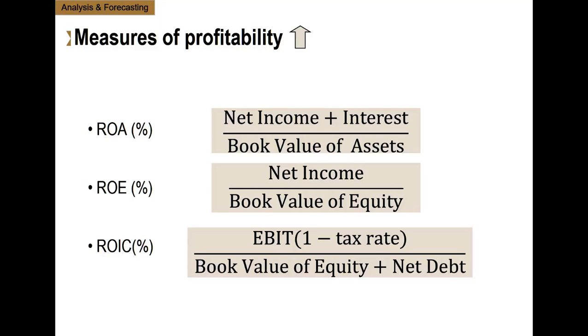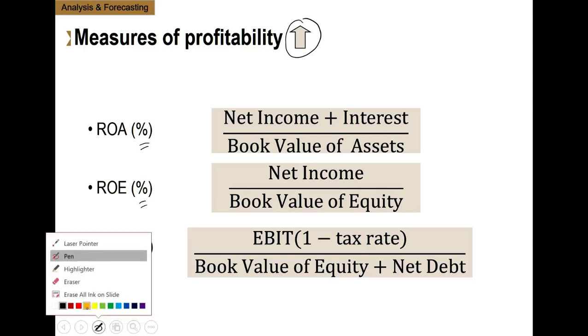Let's talk about measures of profitability. The arrow pointing upwards indicates that we prefer these ratios to be as high as possible. Now, generally they are expressed in percentage units. Okay, let's make it easier for you to see that.